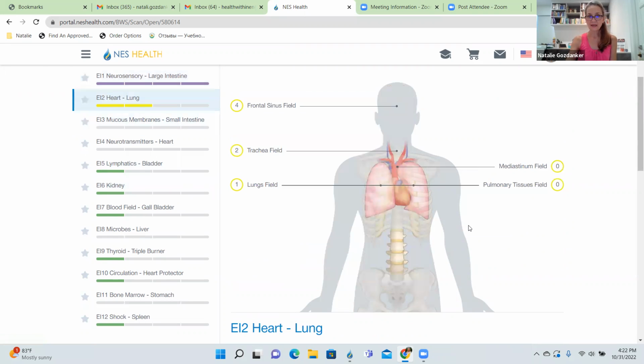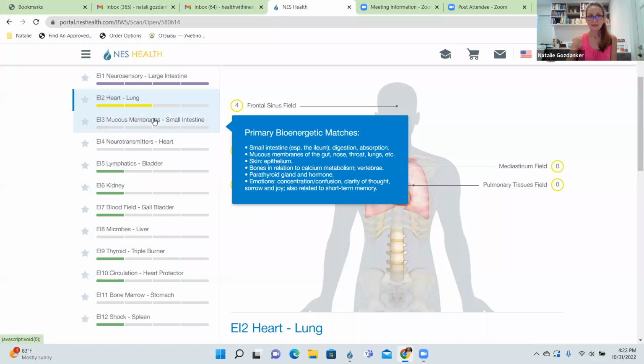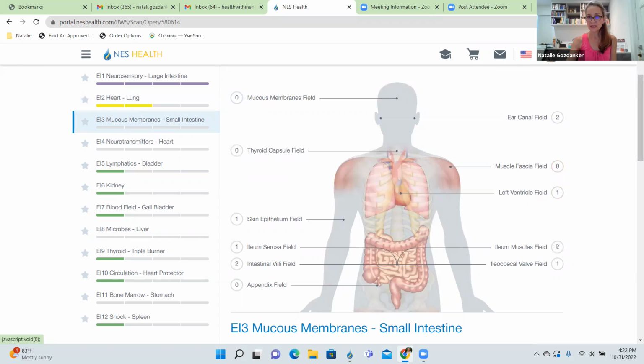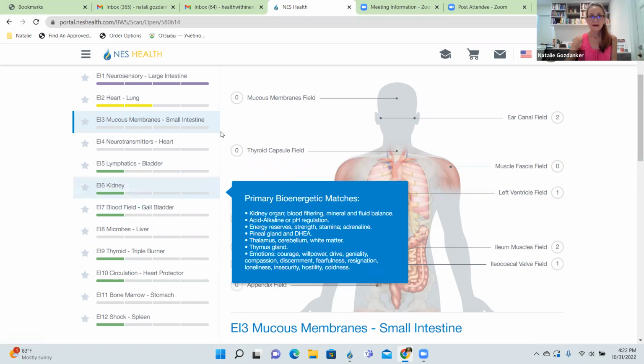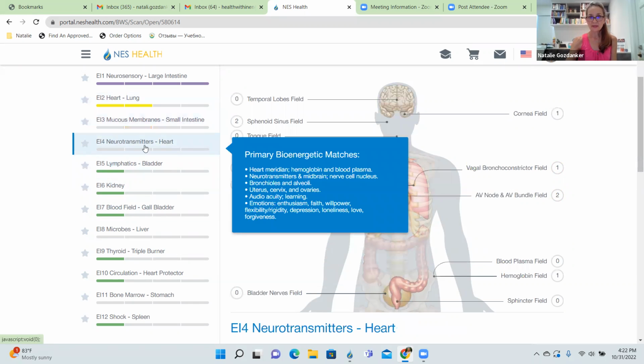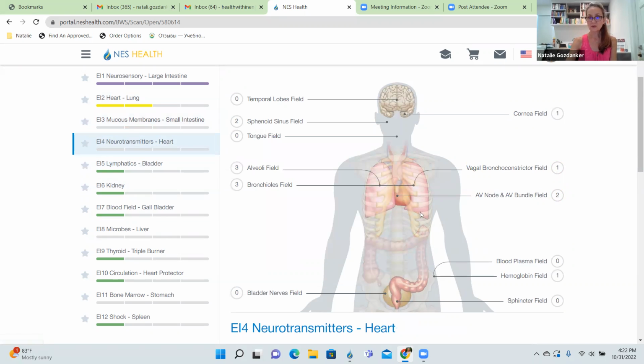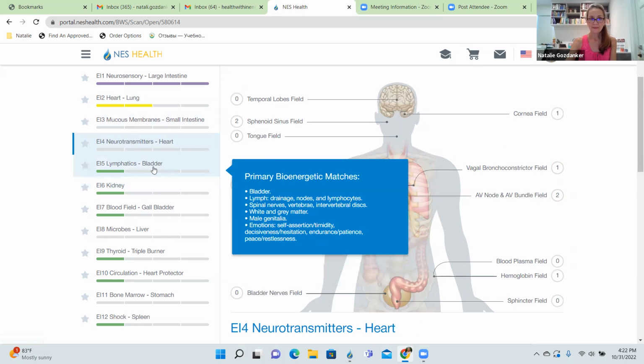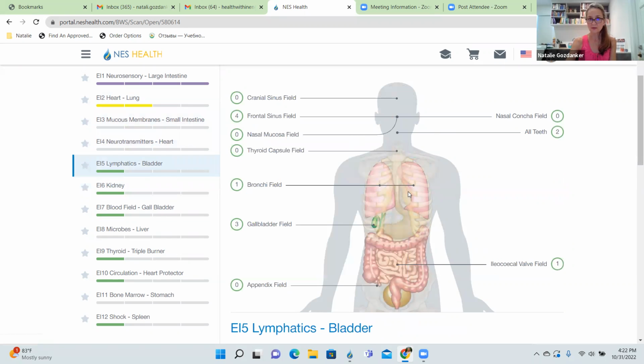There is a train of the heart and lung. You can see where this train stops, so we cover those are all matching tissues. The train of the small intestine, see how many stops this train has. It goes from the mucous membranes in the brain to the appendix field. Then we have the neurotransmitters heart train that stops at all those stations. Lymphatics, bladder, that covers a lot of things here, and so on.